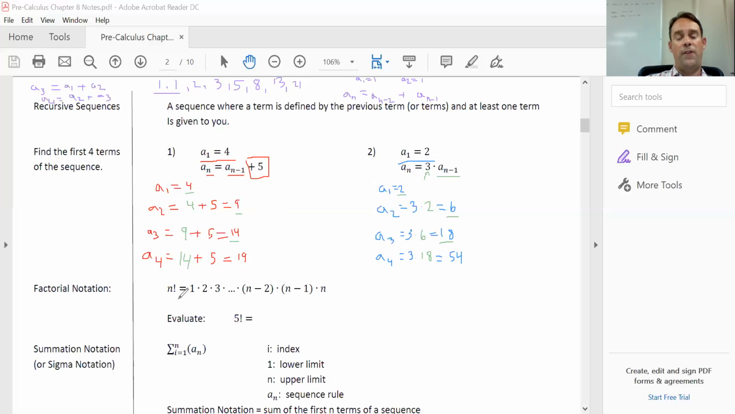So next thing is something called factorial. This n factorial basically means we're going to count from 1. We're going to multiply all the numbers from 1 up. So if I want to do 5 factorial, that means I'm going to multiply all the numbers from 1 all the way up to that number. So 1 up to 5. And that would be 120. So you're going to multiply all the numbers from 1 up to that number.